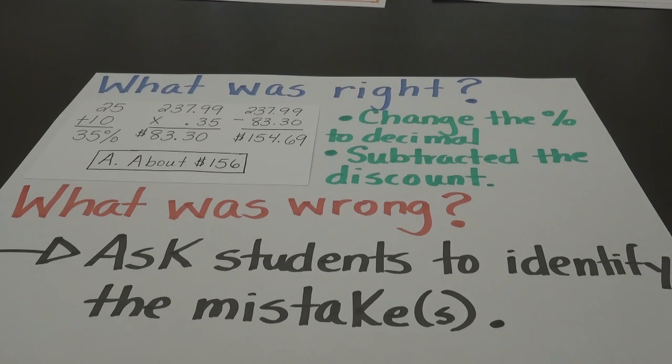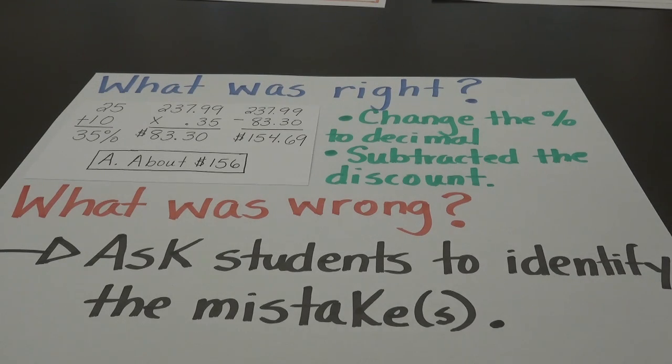Ask students to first tell you what they see that has been done correctly with the student's work. It is very important to do this part first so that the students can feel some success and not get immediately frustrated. For example, students may say this person correctly changed the percents to a decimal and they subtracted the amount of the discount instead of adding it to the original price.